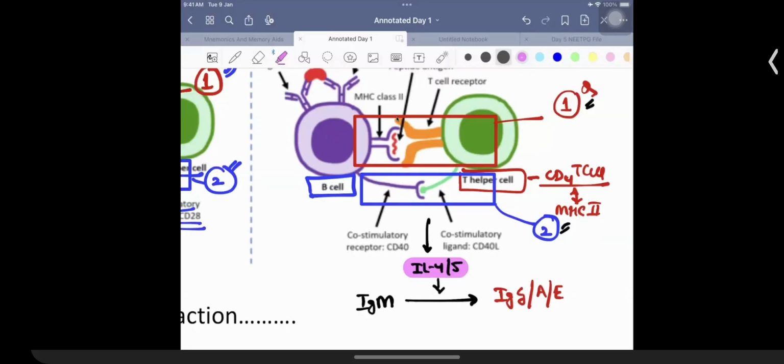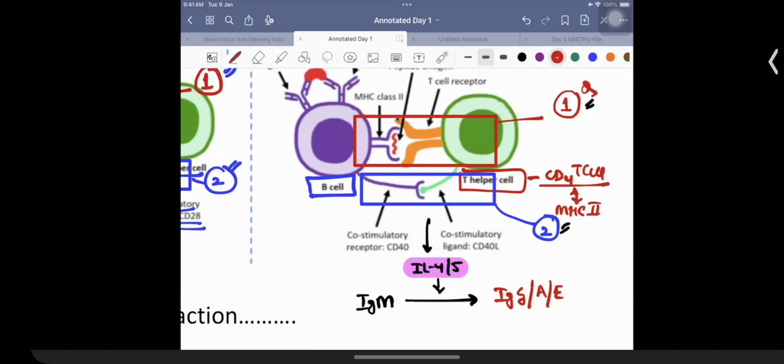Why is the isotype changing? Why is the antibody changing? Because of interleukin 4 and interleukin 5. Why are interleukin 4 and interleukin 5 secreted? Because of interaction of the co-stimulatory molecule. So it is easy for you to remember, both for an INI question as well as a NEET question.